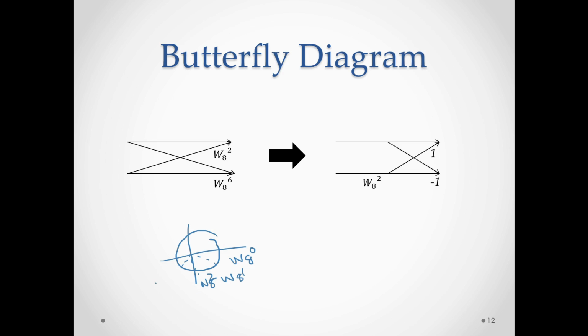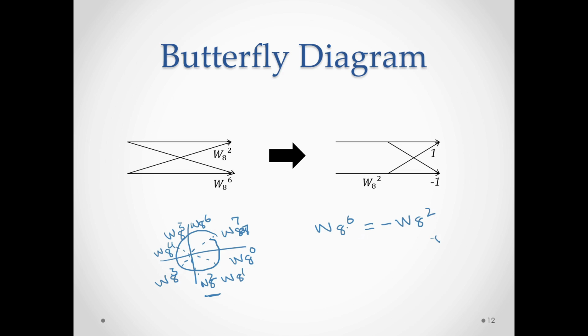Now this variable over here is W83, W84. The next variable is W85. This term is W86, and this term is equal to W87. Now what we can see is that W86 is the negative of W82. So what we can write is that W86 is equal to minus W82.